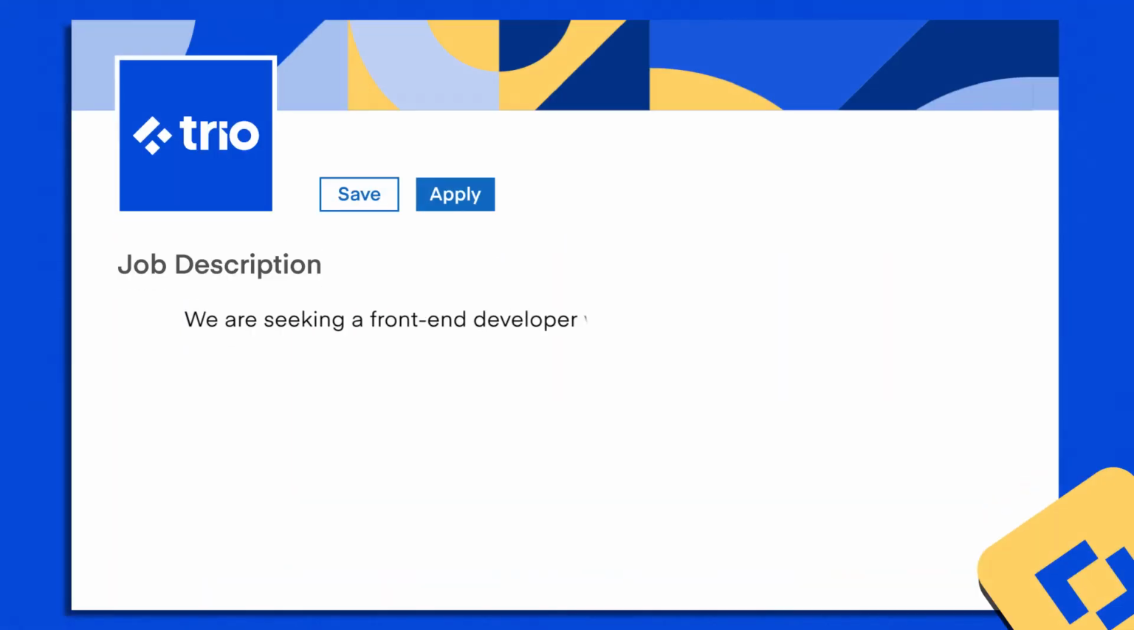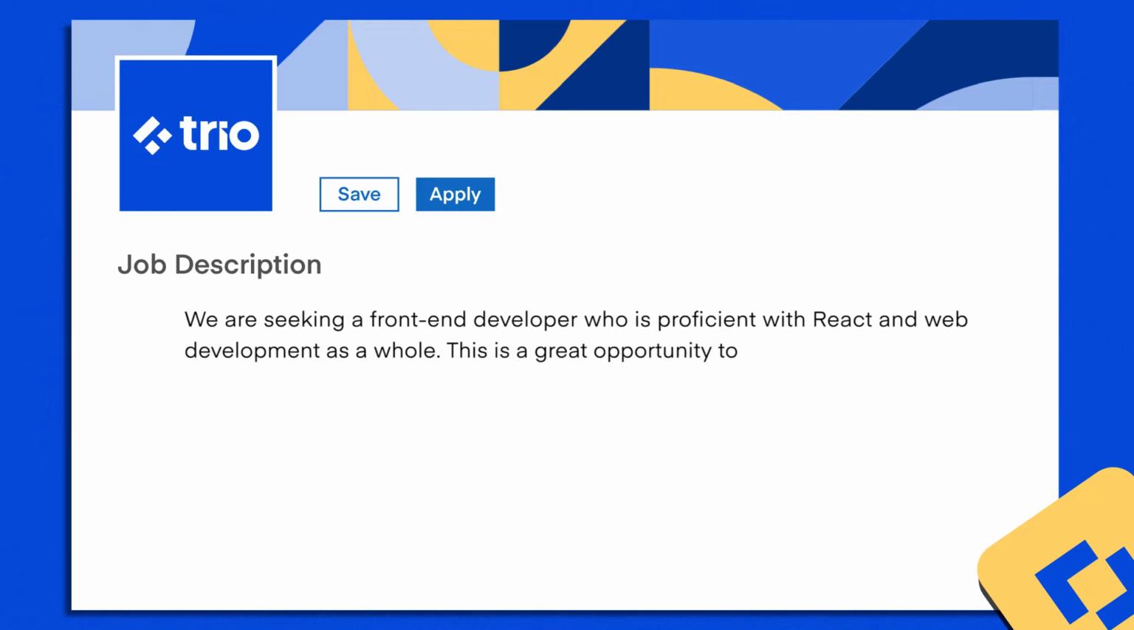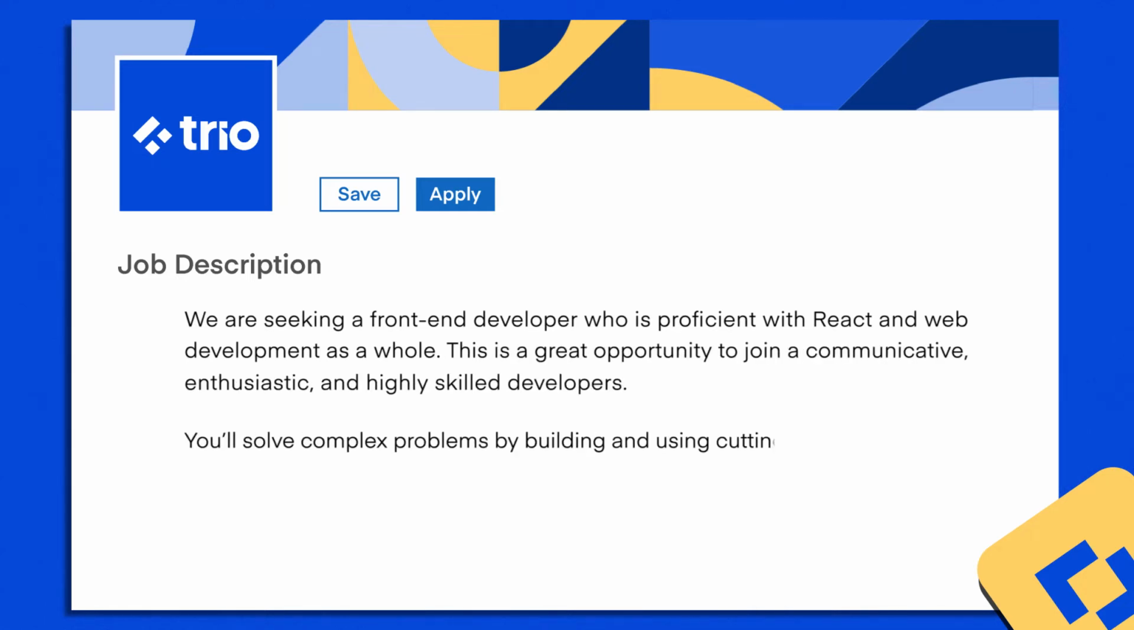Let's start with the job description. This tells the candidate all about the job. There should be a brief summary of what you're looking for, as well as what the tasks may be. Something like, we're seeking a front-end developer who is proficient with React and web development as a whole. This is a great opportunity to join a communicative, enthusiastic, and highly skilled team of developers. You'll solve complex problems by building and using cutting-edge technology.